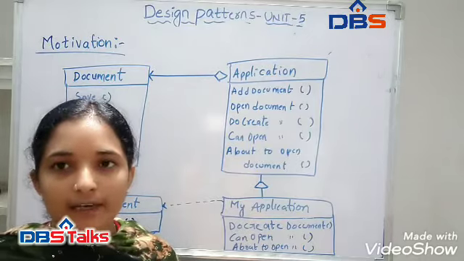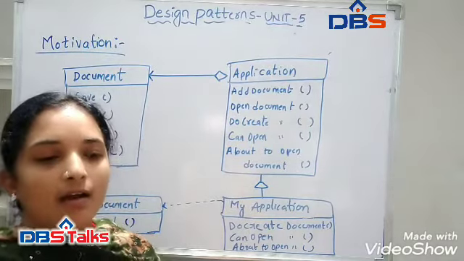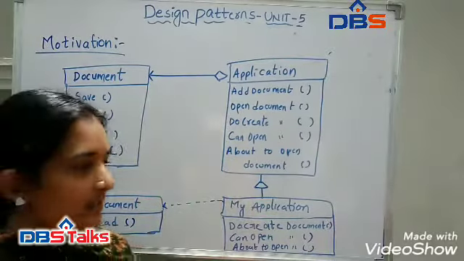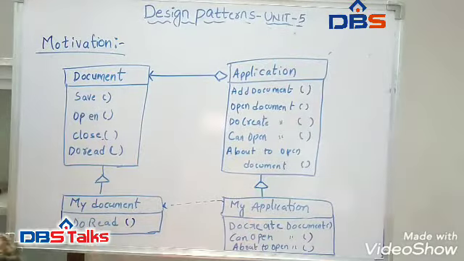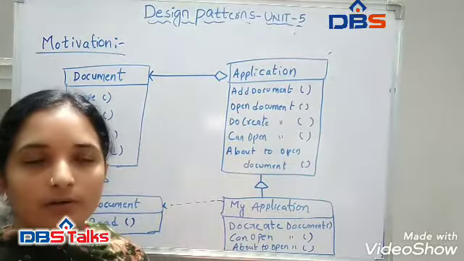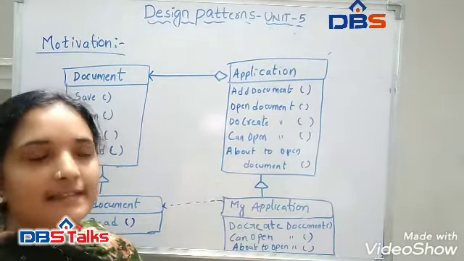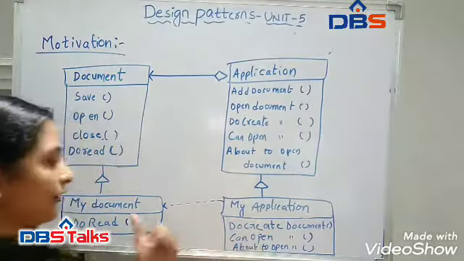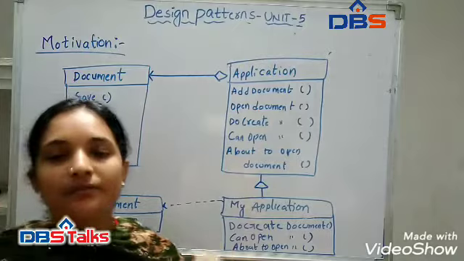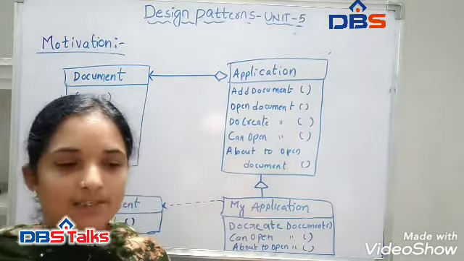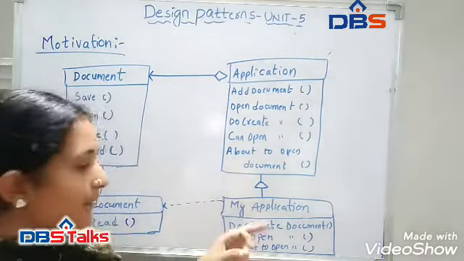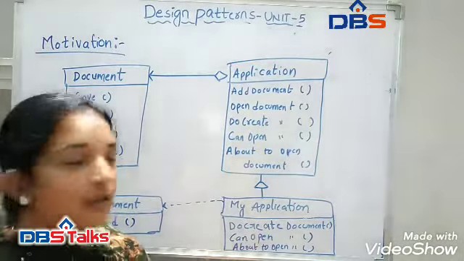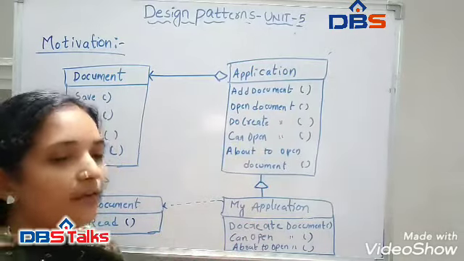The application framework has two subclasses: my application and my document. For example, a drawing application defines a draw application and a draw document. If we take a spreadsheet application, it defines the spreadsheet application and spreadsheet document subclasses. These are examples of this framework.